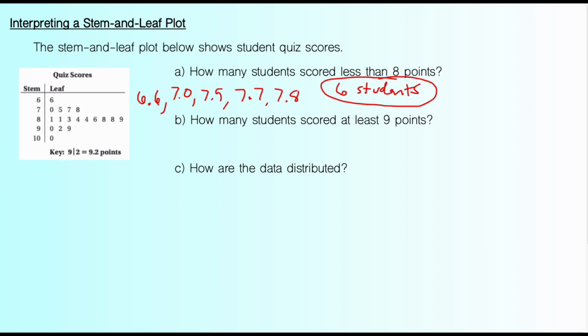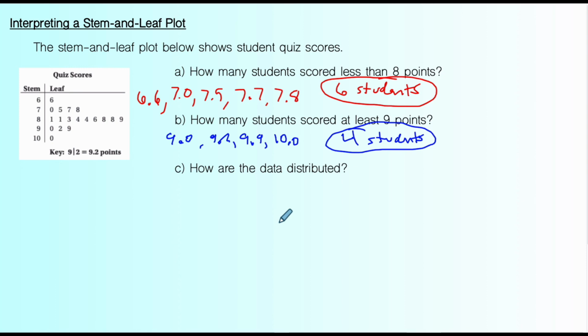All right, next question. How many students scored at least 9 points? So I'm looking for 9.0 and above. That would be the student who scored 9.0, the person who scored 9.2, the person who scored 9.9, and the person who scored a 10. That would be 4 students. Again, we're just going over how to read and interpret a stem and leaf plot. Not too hard. Last question is a little tricky.